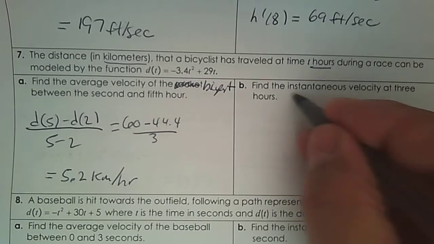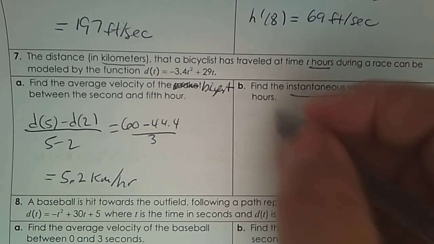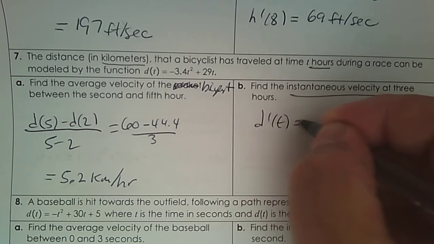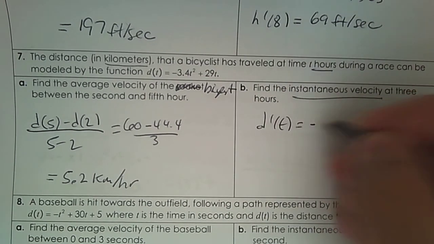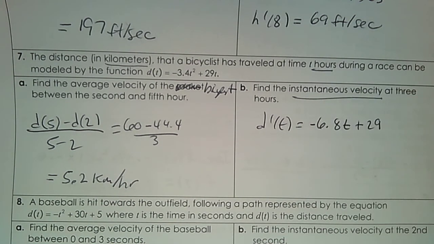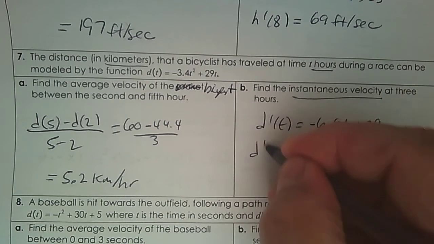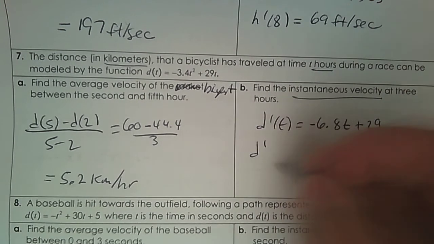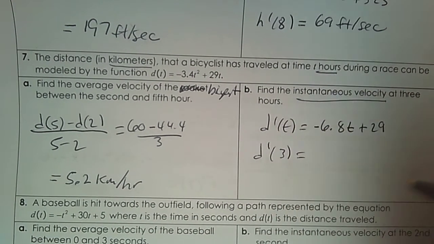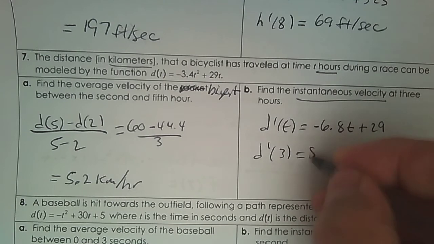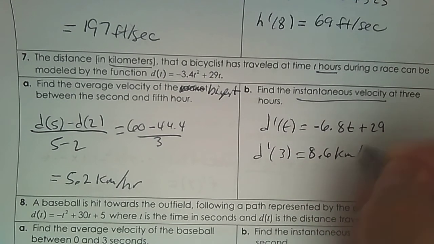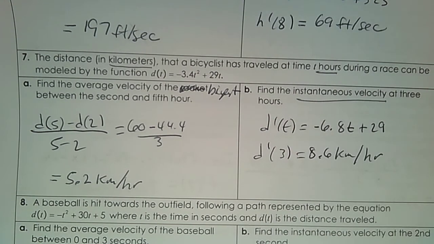Find the instantaneous velocity, that's the derivative. To find the derivative of this, that's 2 times negative 3.4, that's negative 6.8t plus 29. So there's using derivative shortcuts. The exact velocity at 3 hours, you plug 3 into that equation, and you get 8.6, and the units are kilometers per hour. All right, number 8.